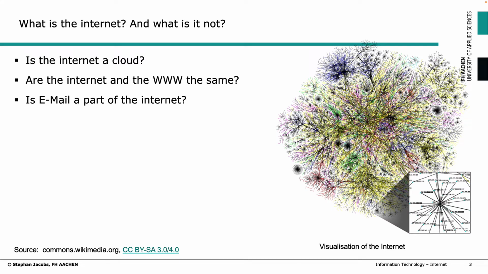So let's start with the question, what is the Internet and what is it not? Is the Internet a cloud? Sometimes it's visualized as a cloud. In diagrams you see somehow a cloud where all computers are connected to. In the end, it simply means a cloud is somehow foggy, you do not know the borders really, you do not know the inside, and for most of the people that's how the Internet looks like.